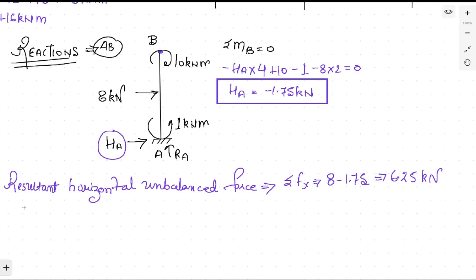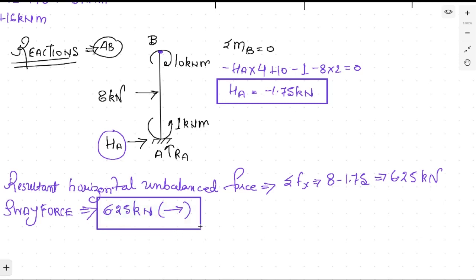So you can say that the sway force, because of which the sway is happening, the force which you have to eliminate, this sway force is equal to 6.25 kilonewton in the right direction. This is the sway-causing force. Because of this unbalanced force the sway is happening. 8 is acting on the right side, H is acting minus on the opposite side, so 8 minus 1.75 is basically the force that is causing the sway. That is basically the reason behind the sway.